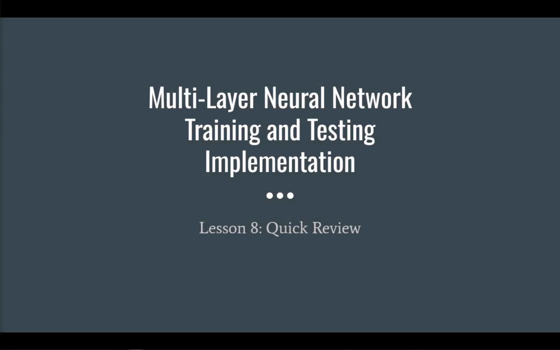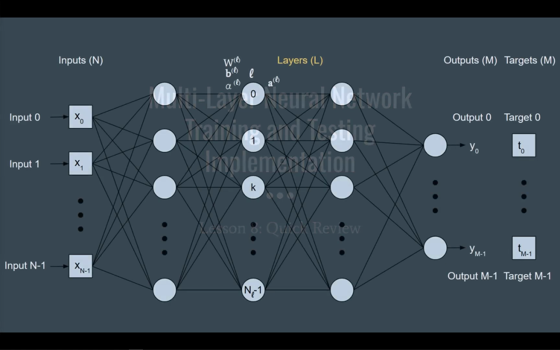Welcome back to the course, Multi-Layer Neural Network Training and Testing Implementation. This is Lesson 8, where we will do a quick review of the mathematics of training. A neural network consists of L neuron layers indexed from 0 to L-1.